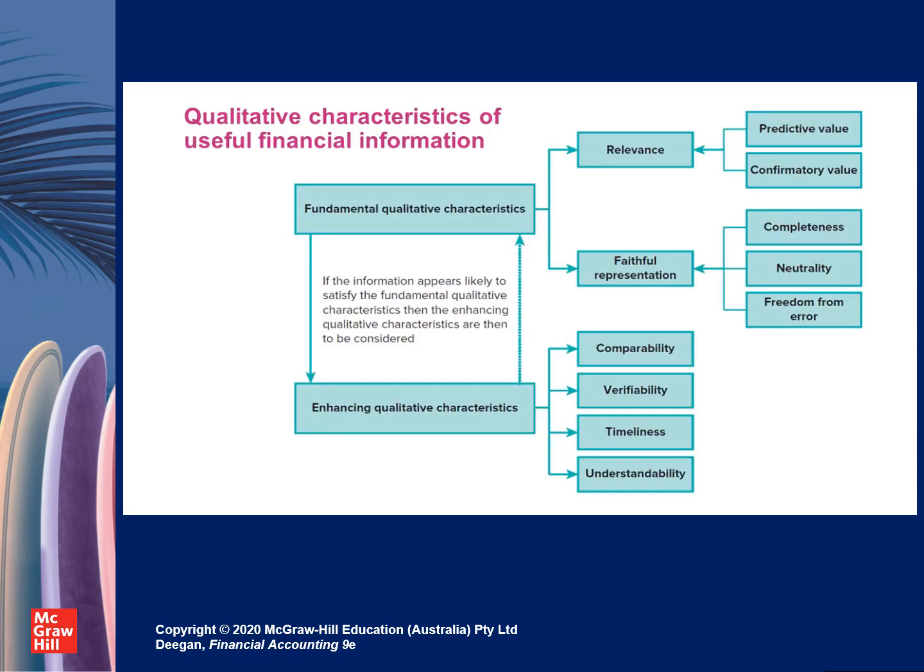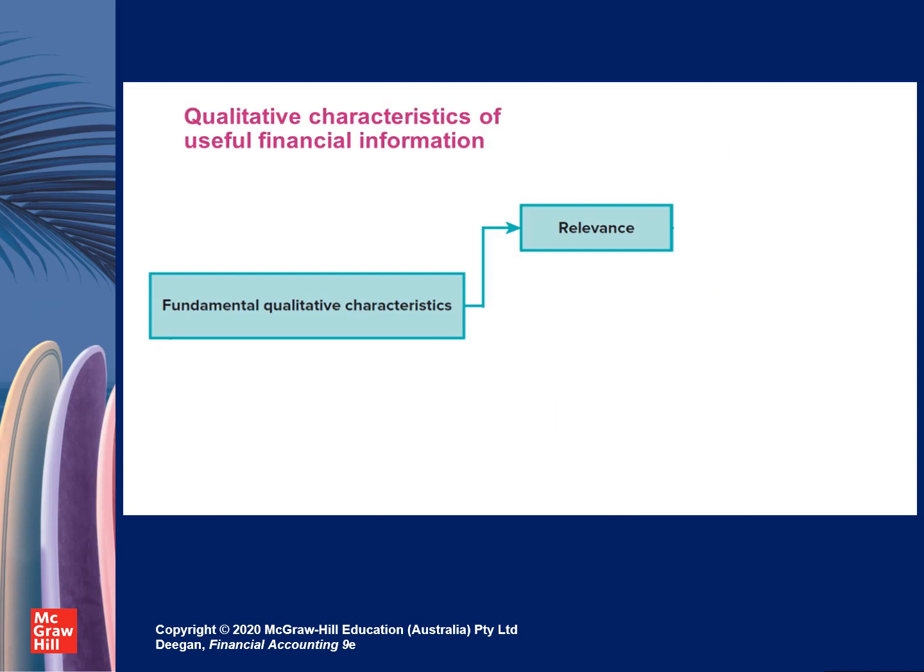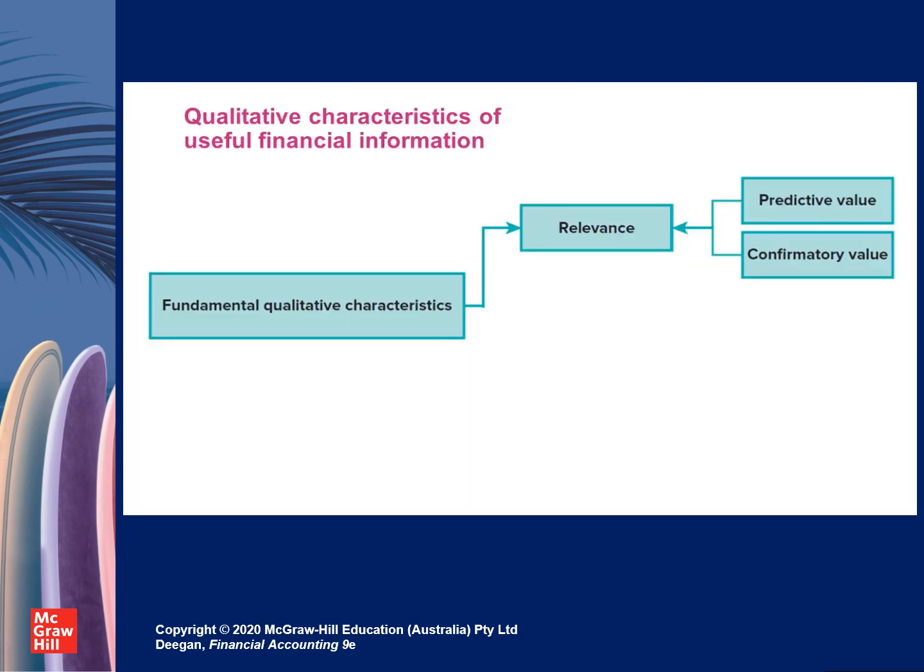So the Conceptual Framework identifies some fundamental qualitative characteristics that information should possess if it's to be useful, and they are relevance. So information should be relevant. Okay, and that makes sense. Something is relevant if it makes a difference. So if I'm going to provide information to you, that information must be able to make a difference to your decisions. Otherwise, why would I provide you with the information? So that's the first fundamental qualitative characteristic that useful information has.